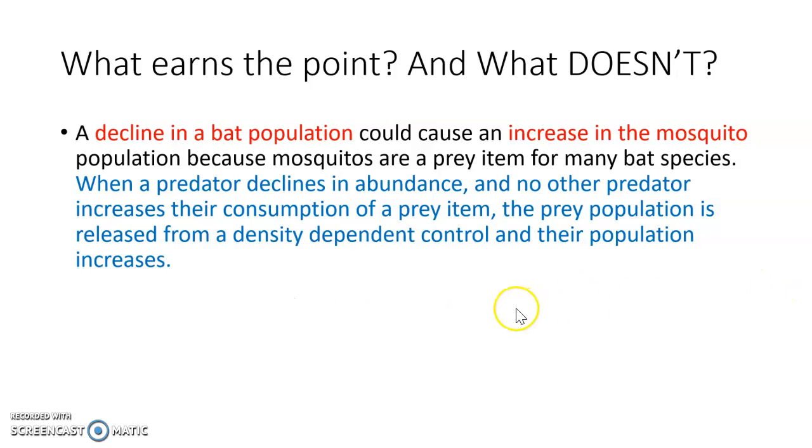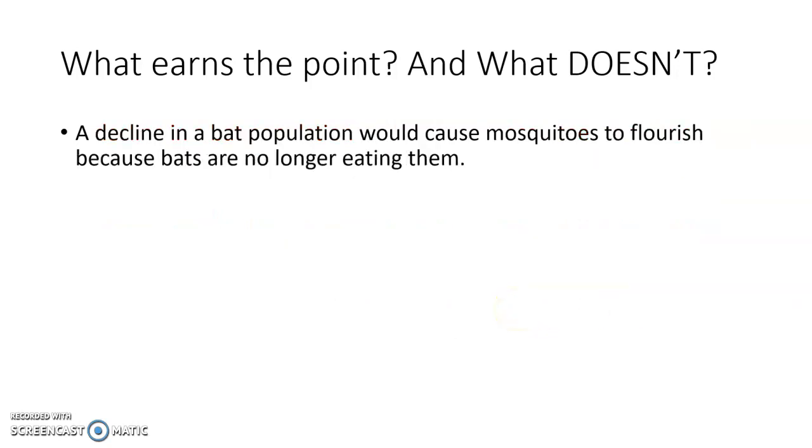Let's look at what doesn't earn the point. So here, a decline in the bat population would cause mosquitoes to flourish because bats no longer eat them. Why isn't this a correct answer? We have that decline in the bat population. We say that mosquitoes are flourishing, and we've got supportive reasoning. But we don't ever say that the mosquito population is flourishing. We say that just mosquitoes are flourishing.